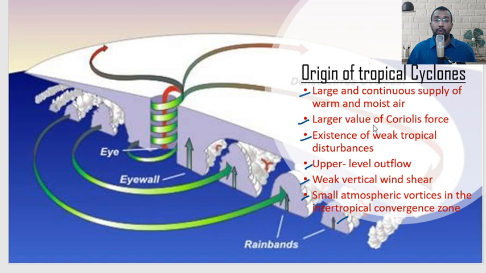Larger value of Coriolis force. What is this Coriolis force? It's a deflective force, a pseudo force, which is trying to deflect winds moving from higher pressure to lower pressure, because this is a force acting against the rotatory motion of the earth. Earth as a body is rotating from west to east, and in the opposite direction there is a pseudo force which cannot be seen with the naked eye, which we call Coriolis force. And there should be a good amount of Coriolis force.